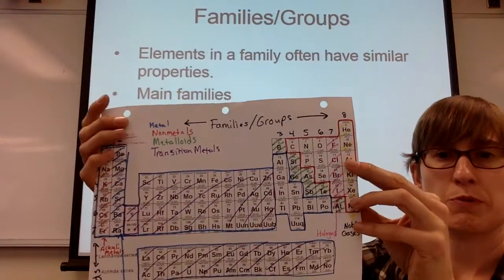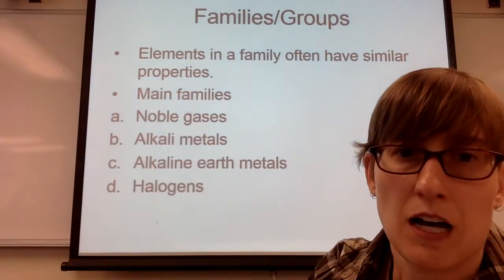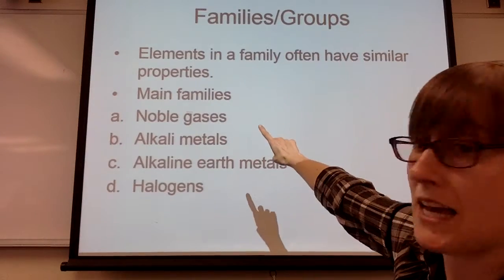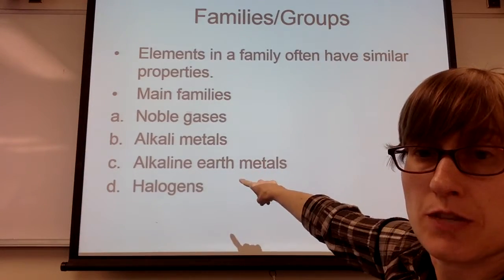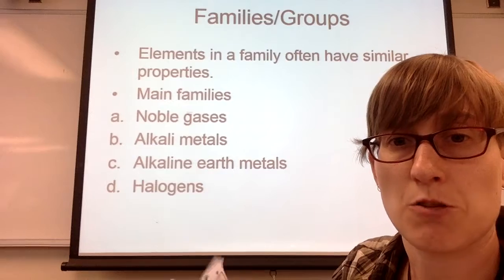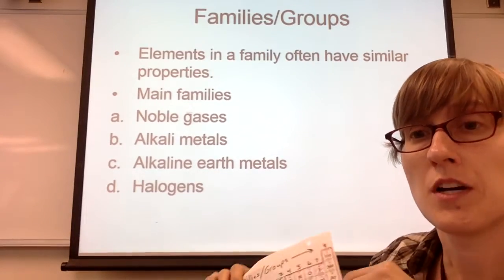And within the periodic table, we have some special families. So the main ones we're going to talk about are the noble gases, the alkali metals, alkaline earth metals, and halogens. So right now I'm going to guide you through marking up your periodic table to show those.